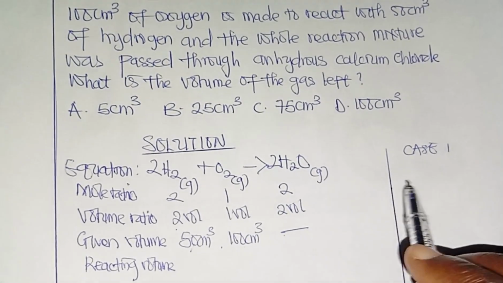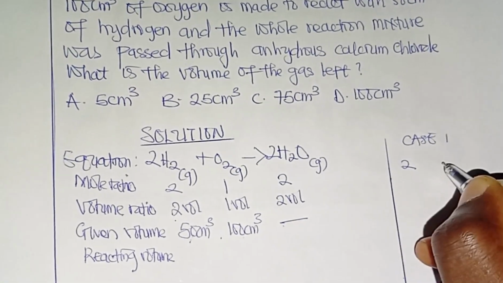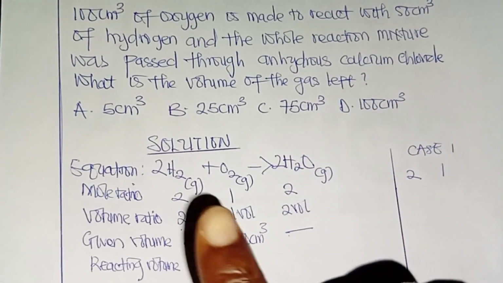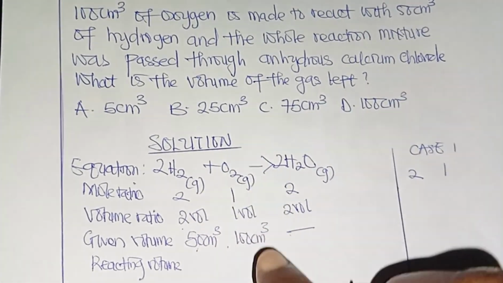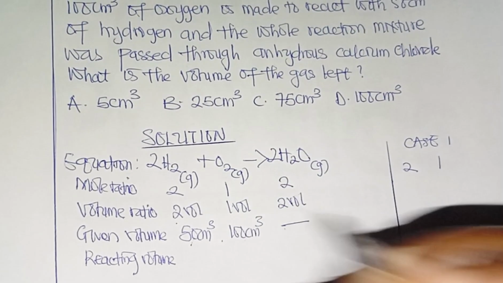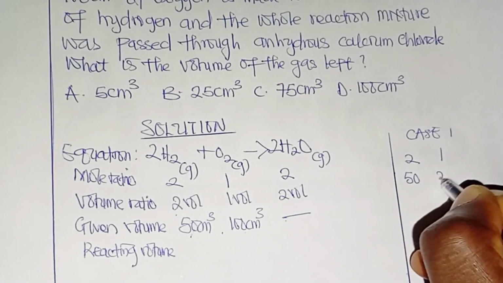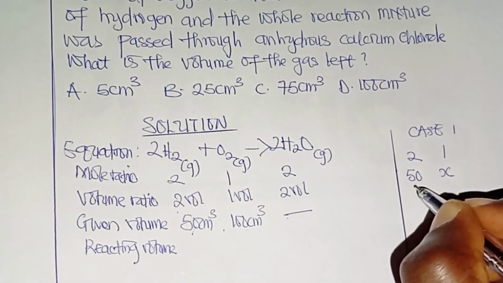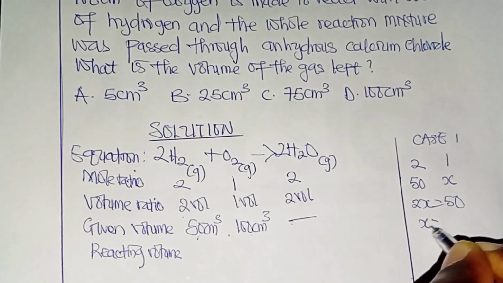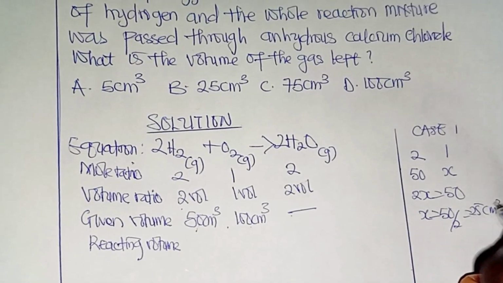What's the first step? Write out the volume ratio. For hydrogen, I have 2. Oxygen, I have 1. The next step, write out the given volume of one of the reactants and then represent the other reactant with a variable. I have hydrogen as 50 and then I represent oxygen with x, okay? So when I cross multiply, 2x will be equal to 50, and when I make x subject of formula, I have 50 divided by 2 to give me 25 cm³.